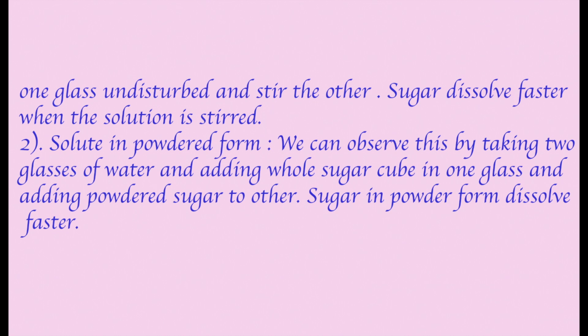The second is solute in powdered form. We can observe this by taking 2 glasses of water and adding a whole sugar cube in one glass and powdered sugar in another. Sugar in powdered form dissolves faster.